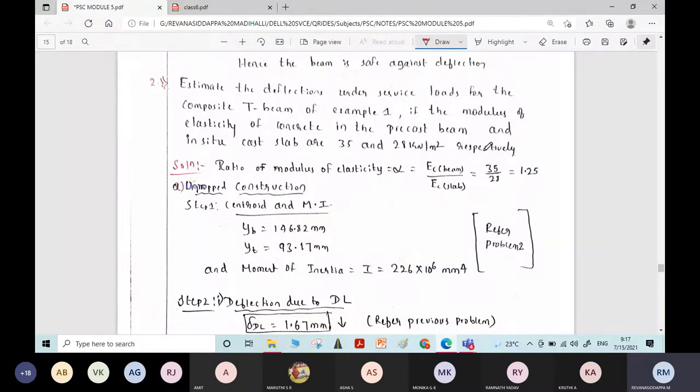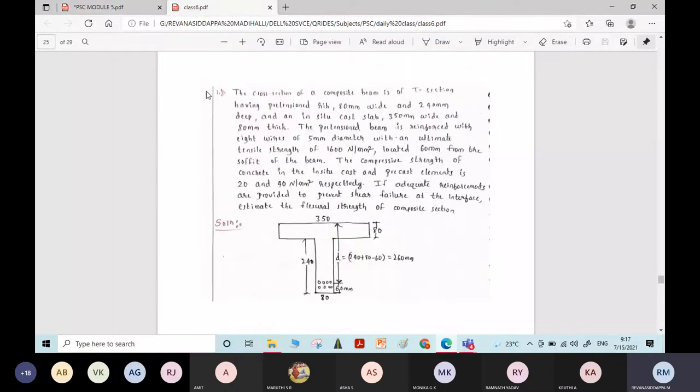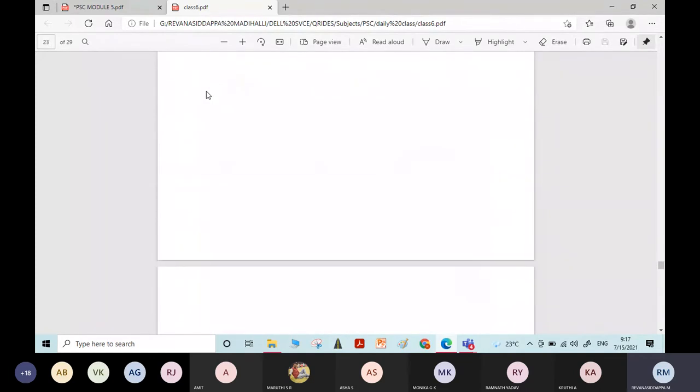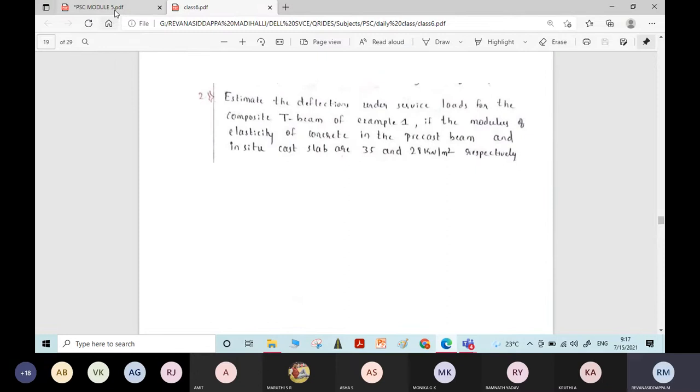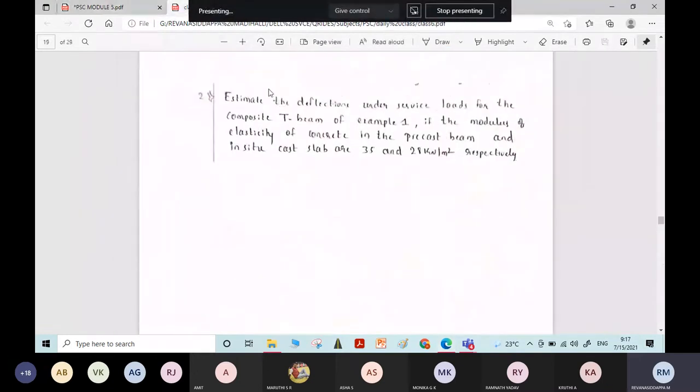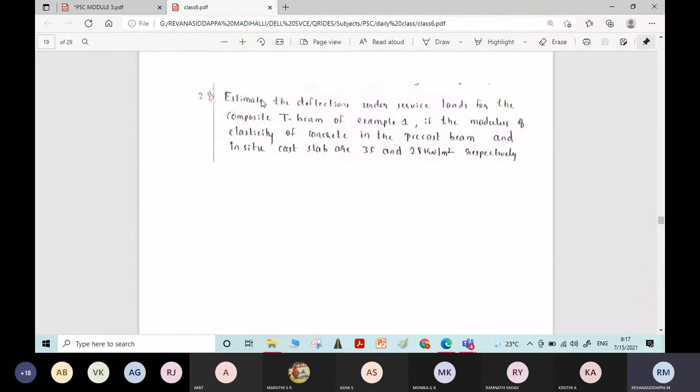Therefore, what will be the procedure? Let us see. If different modulus of elasticity is given in the problem, first you need to find the ratio of modulus of elasticity of the beam to that of slab. Okay, first you find that. First you find the ratio of modulus of elasticity of a beam to that of slab.